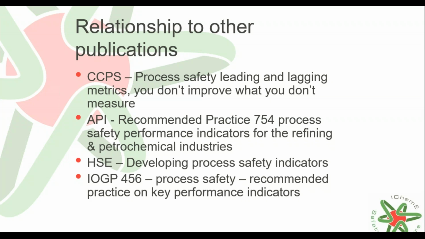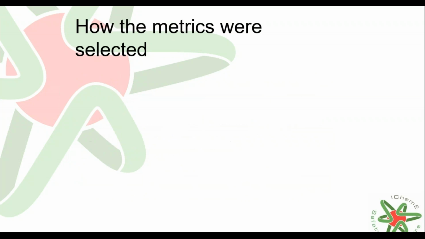One publication that is not here, which I always mention, is the OECD guidance document on key performance indicators. It is actually a two-volume document, because one is for the competent authorities and the other publication on KPIs is for operation, for industry. So that you can see here many of these publications. And back to you, Steve, to talk about how these metrics were selected.